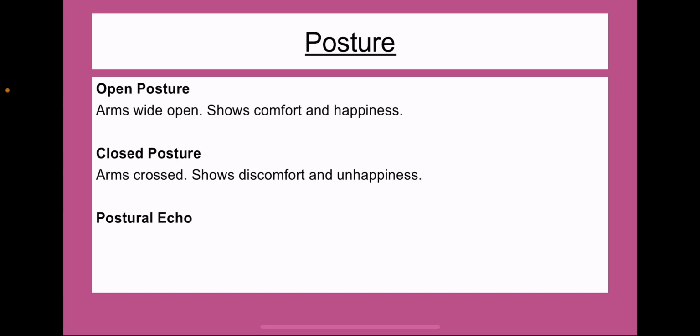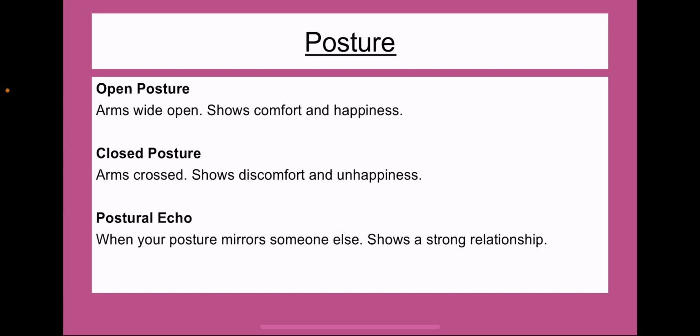And finally, the extra one is the postural echo. This is when your posture mirrors somebody else. It's often done unconsciously. You don't realise that you're doing it, but it does signify a really strong relationship between two people.